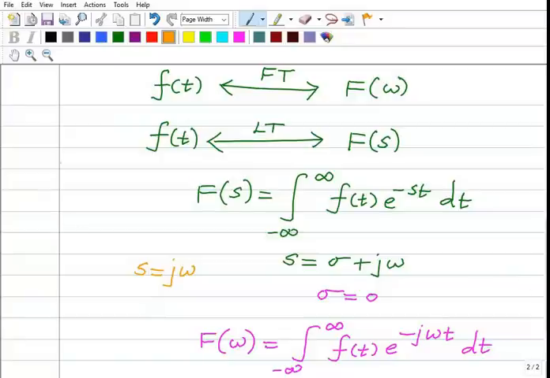One more thing, we have discussed the pole zero plot. We have taken the s plane, which is sigma and j omega. Sigma is 0 means we don't have this axis. We are operating on the j omega axis. That you need to understand.